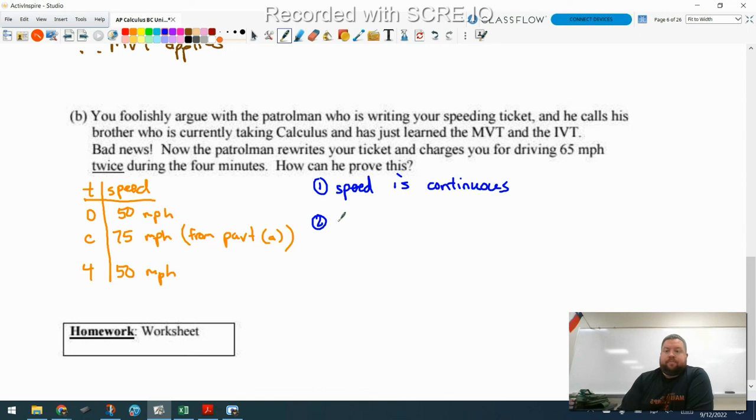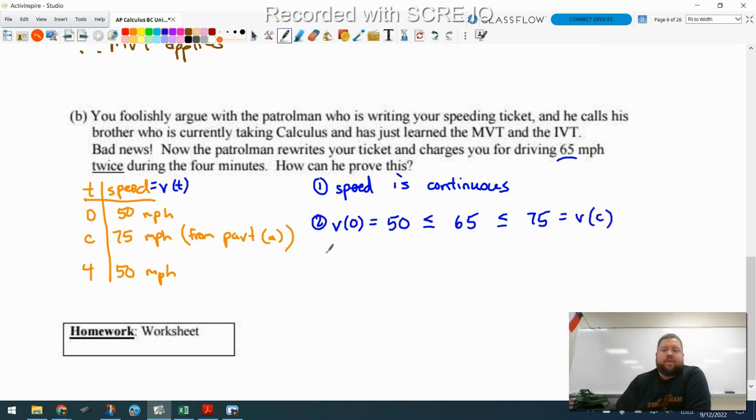All right, so number 2, we have to do our inequalities. So I'm going to give speed a function name. I'm going to call it v of t. Velocity, we use that for speed a lot. Okay, so I'm going to say that v of 0 is equal to 50, which is less than or equal to 65, which is less than or equal to 75, which is equal to v of c. So there's once, and then v of 4 is equal to 50, less than or equal to 65, which is less than or equal to 75, which is equal to v of c. And that's it.